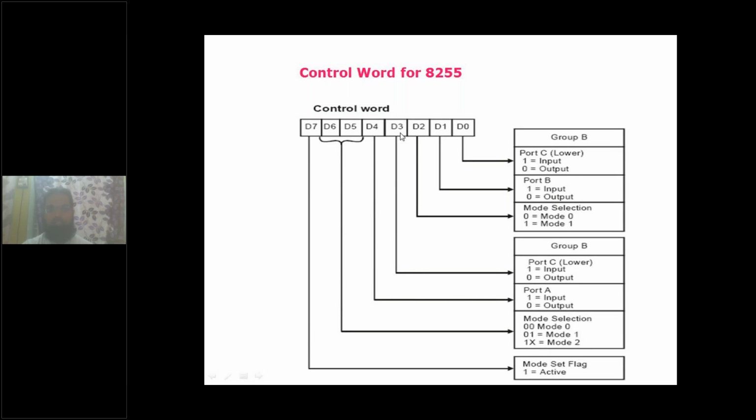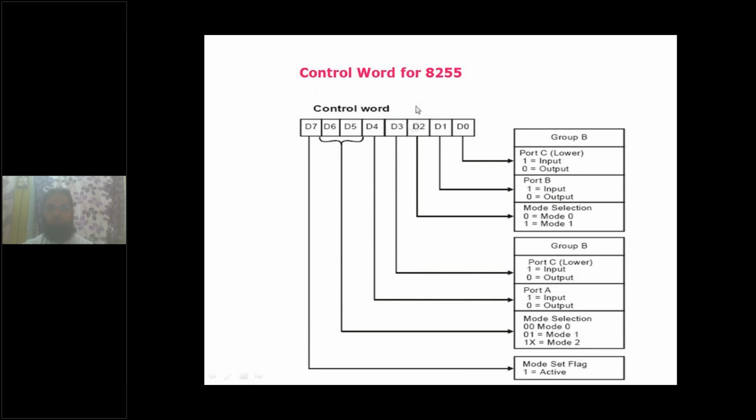Next, D3. D3 decides the configuration of port C upper, port C lower. Why? Because port C lower comes under the group of port A. So whether port C lower is to act as an output port or input port, that is decided by this bit.